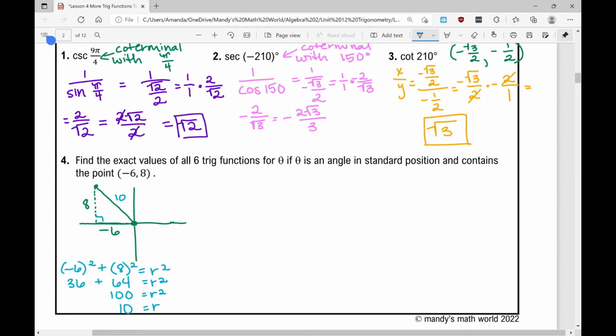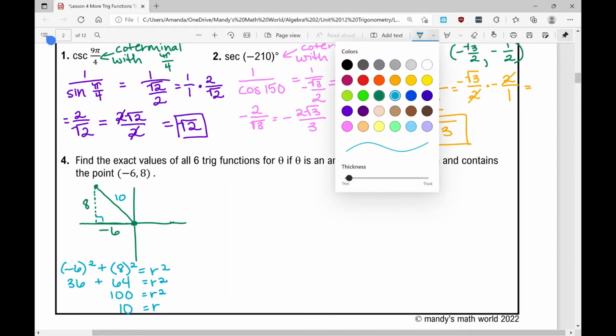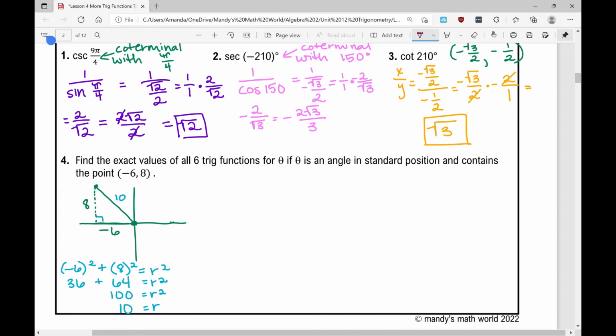Now we can figure out the values of our 6 trig functions. So I'm going to do sine of theta, cosine of theta, and then tangent of theta. Let's do these first. So sine of theta is y over r. Y is 8, r is 10. That's 8 over 10, which simplifies to 4 over 5.